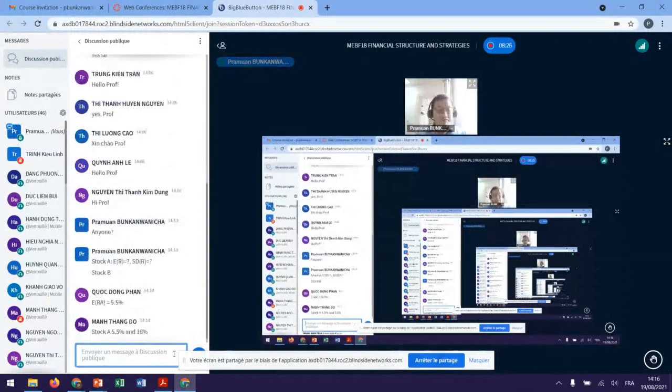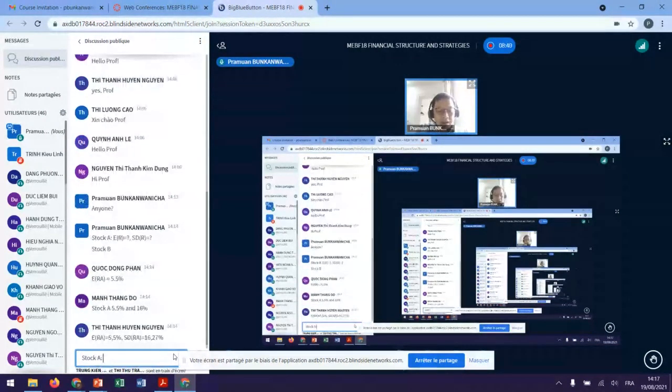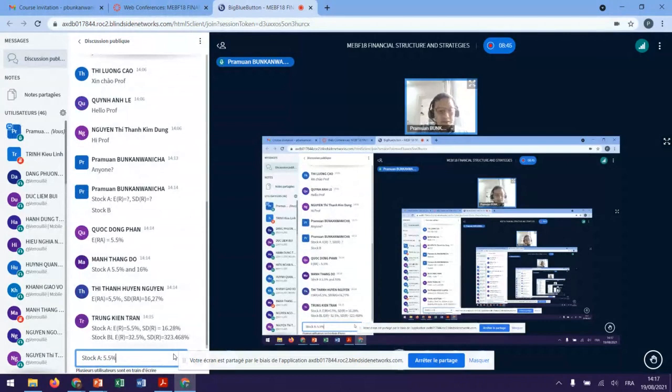Perfect. Mantando, I give you bonus points. So stock A has the expected return of 5.5. I try to categorize the stock. Perfect. I don't need to type. Chung Kien Tan, thank you.